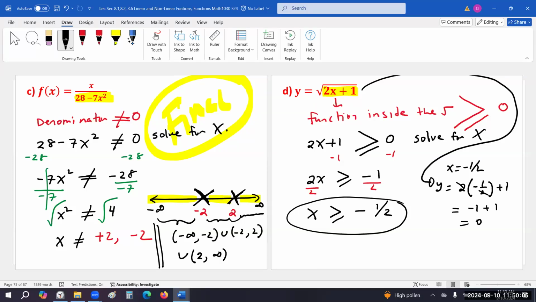So whenever you see a square root, just plug in that function, not a number, the equation. Set the equation bigger than or equal 0. And can you give me the interval notation for this?